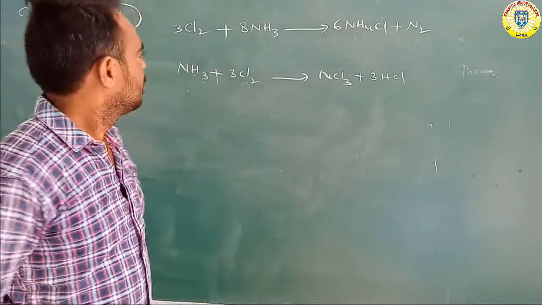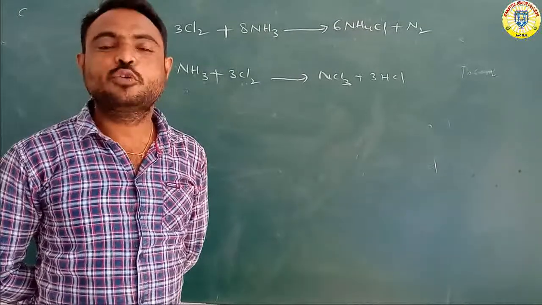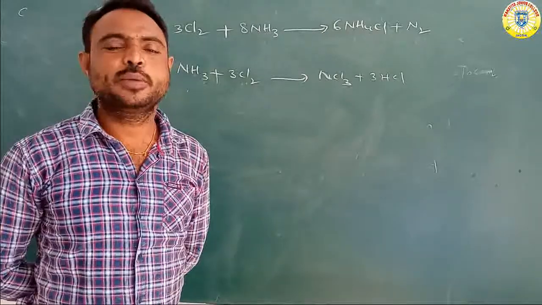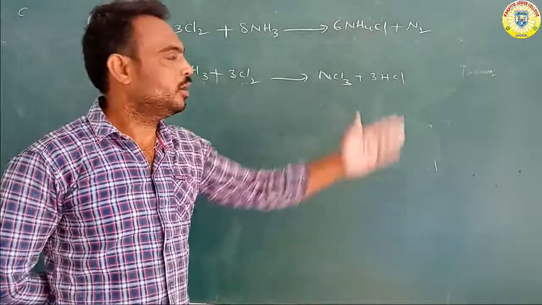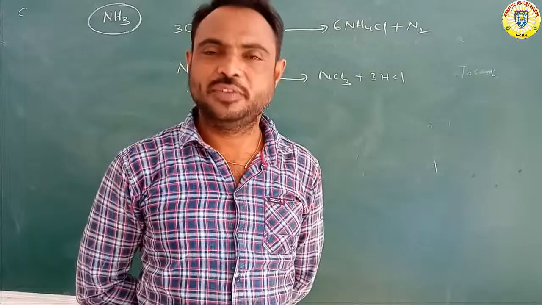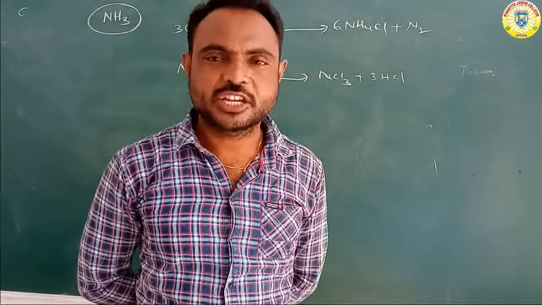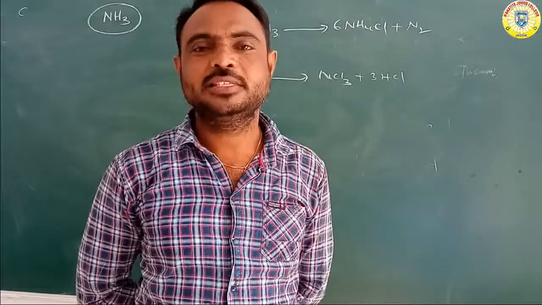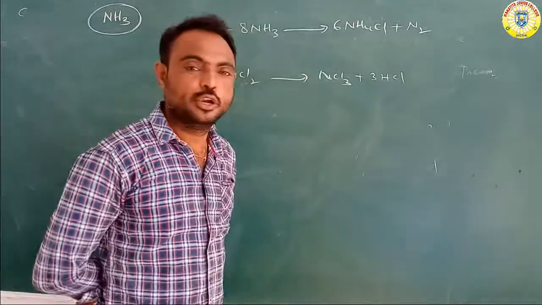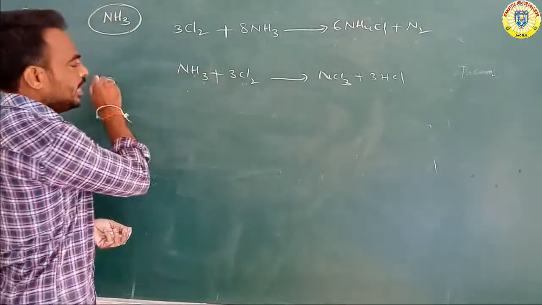Overall, for example, chlorine reacts with a high quantity of ammonia to form in this reaction ammonium chloride, NH4Cl, and nitrogen gas. A low quantity of ammonia reacts with chlorine to form in this reaction NCl3, nitrogen trichloride, and second, hydrochloric acid. This is how it reacts with ammonia.